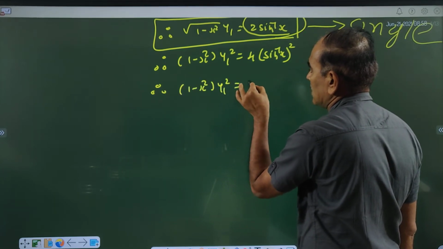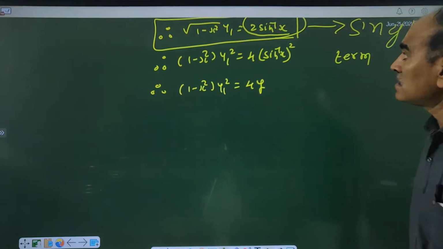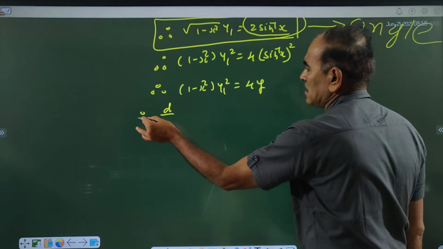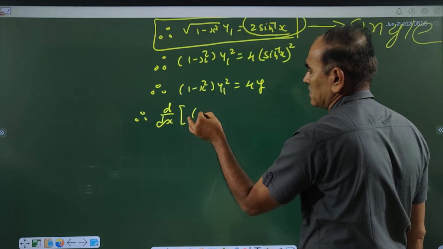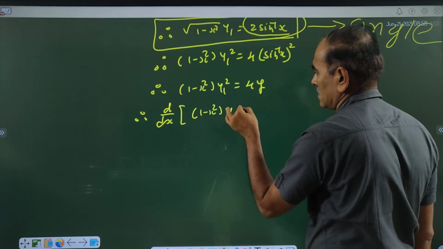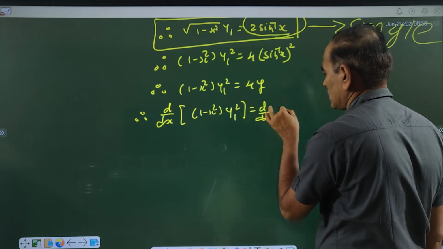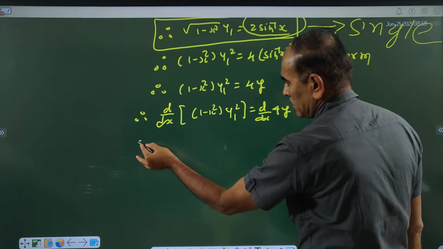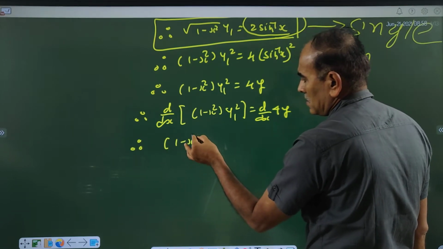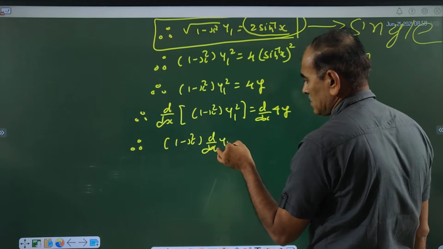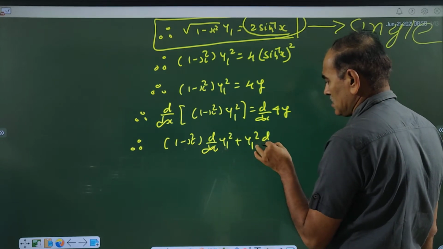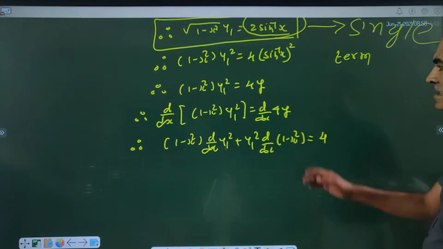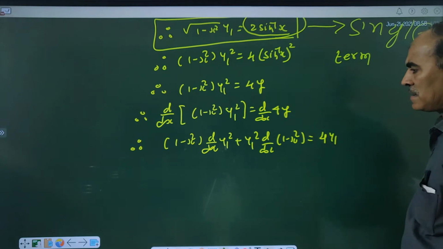(1 minus x square) y1 square is equal to 4y. Why? Because sin inverse x whole square is equal to y, as given. Now differentiate on both sides with respect to x. And therefore, by the product rule, (1 minus x square) d by dx of y1 square plus d by dx of (1 minus x square) times y1 square is equal to 4 d by dx of y, that is dy by dx, that is y1.